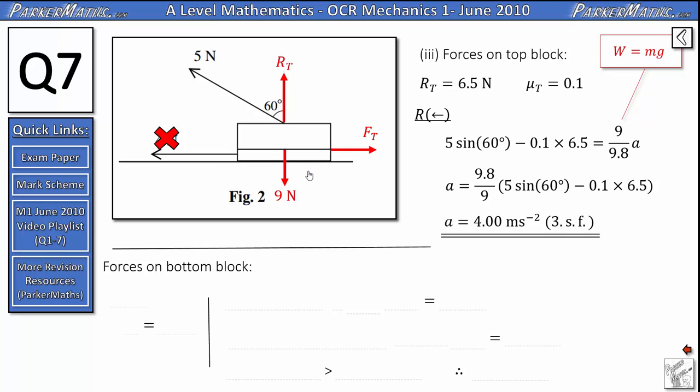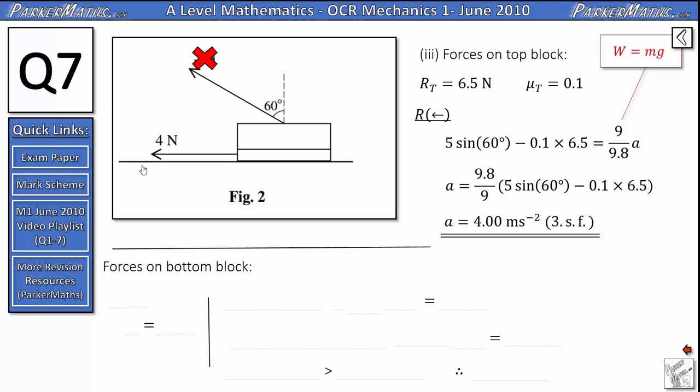Okay, before I move on to the next diagram, I want you to just notice a couple of things. First of all, we've got a normal contact force of 6.5 newtons acting upwards onto this block. It's not really coming out the top of it, it's actually due to the contact between these two surfaces here. We also have a frictional force acting on the top block, which is acting to the right. So when we look at our bottom block here, we need to keep those forces in mind.